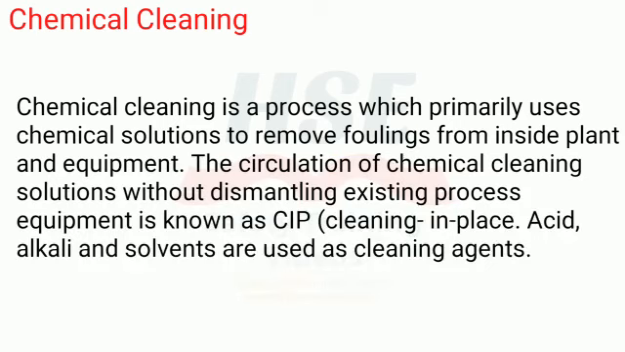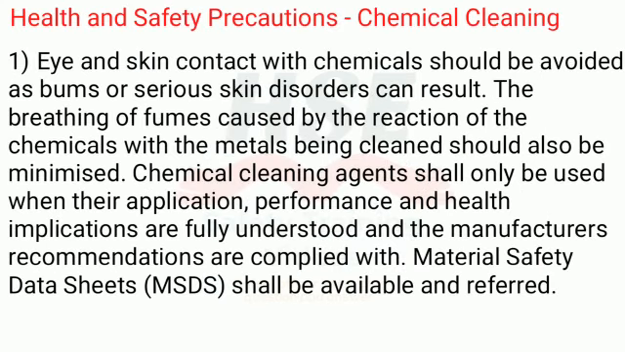Chemical cleaning. Chemical cleaning is a process which primarily uses chemical solutions to remove foulings from inside plant and equipment. The circulation of chemical cleaning solutions without dismantling existing process equipment is known as CIP, cleaning in place. Acid, alkali and solvents are used as cleaning agents. Health and safety precautions, chemical cleaning.